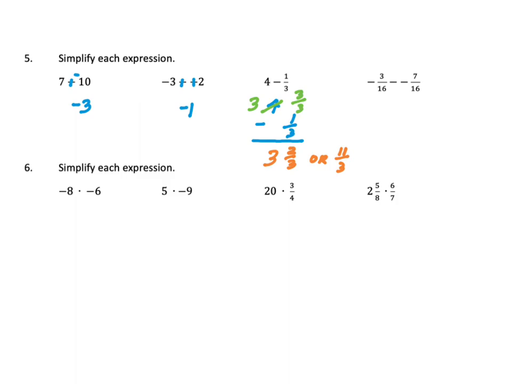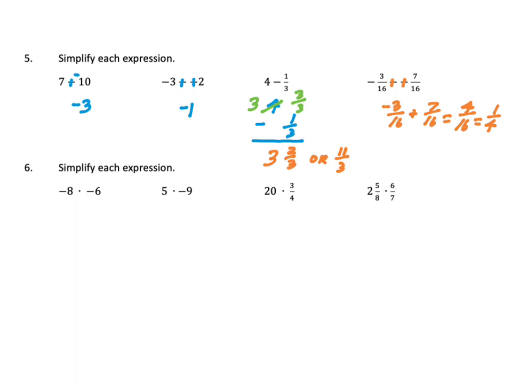Here we're going to add the opposite, negative 3/16. Add the opposite. So this gives us negative 3/16 plus 7/16, which, because the denominators are the same, that's 4/16. But we'll want to reduce, and that becomes 1/4.